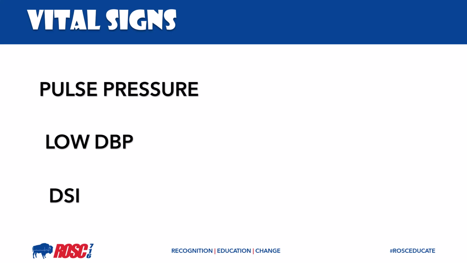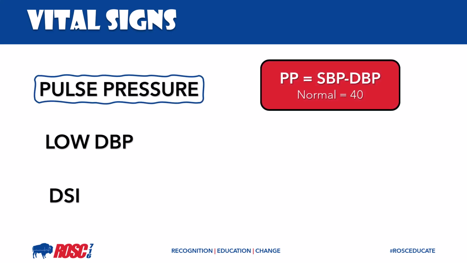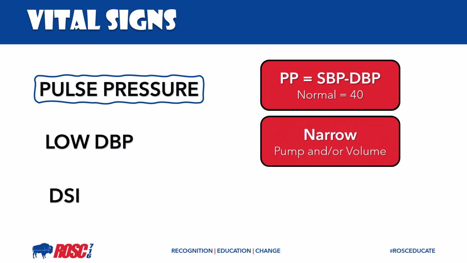First up is vital signs. In addition to monitoring your mean arterial pressure and your shock index, we also have some other clues to help us diagnose and manage the patient with distributive shock. Pulse pressure is a valuable tool, and as we know, pulse pressure is equal to systolic blood pressure minus diastolic blood pressure, and normal is 40. Anything less than that is a narrow pulse pressure, and anything greater than that is a wide pulse pressure.